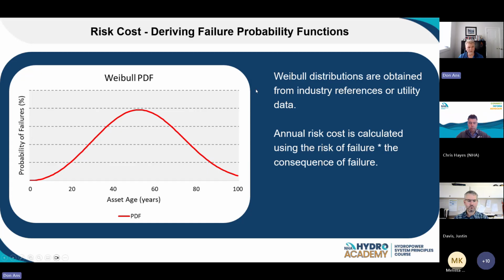There are some industry references for utility data. A couple of them are published in the States. And basically the intent is you come up with your annual risk cost using the risk of failure times the consequence of failure. So we had mentioned that before. You know your failure modes. You now get your risk of failure using a Weibull curve. And then you have the risk of failure times the consequence of failure, giving your risk costs.